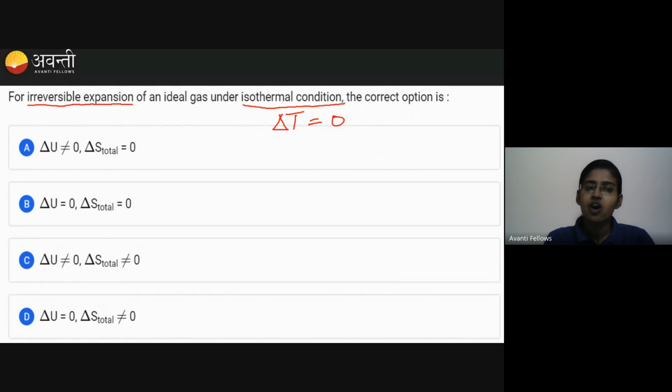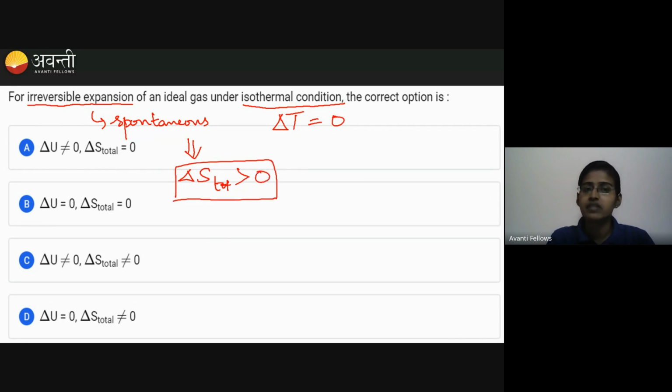For all the irreversible processes, they will be spontaneous. Irreversible processes are spontaneous in nature. And if the process is spontaneous, what we have studied, delta G will be negative, meaning delta S will be greater than 0. For an irreversible process, the total entropy change of the universe will be greater than 0, right? So if it is greater than 0, then it is not equal to 0. So either option C or D should be the correct answer.